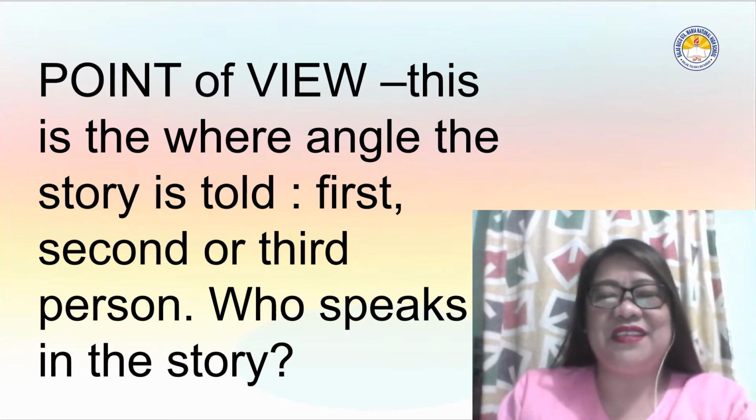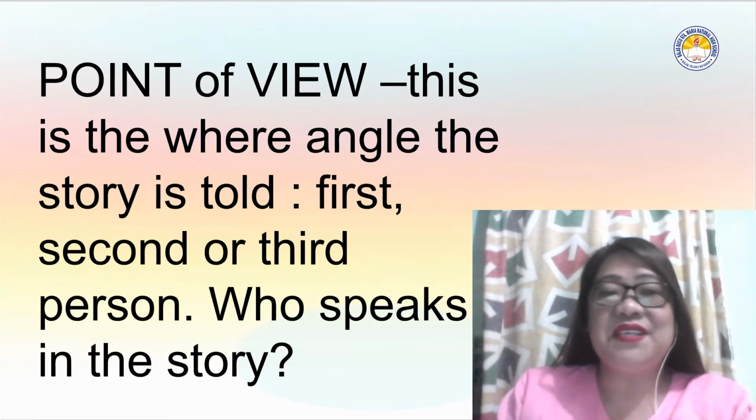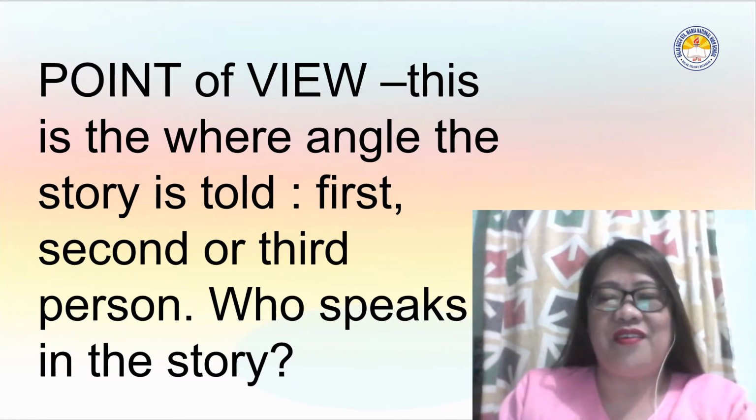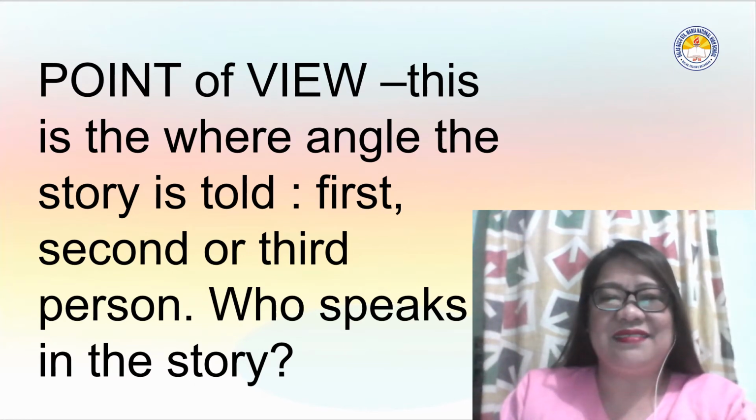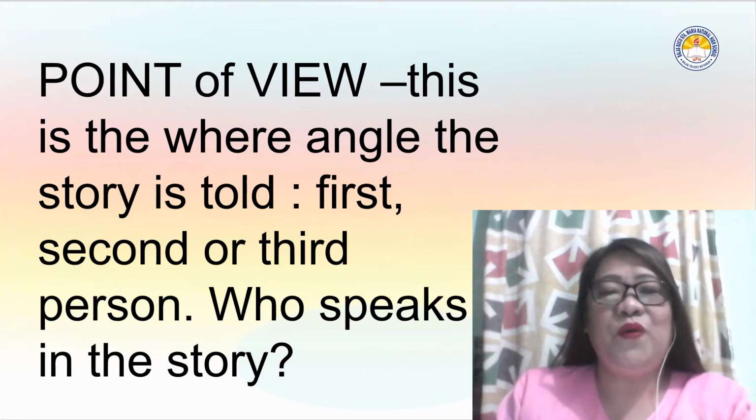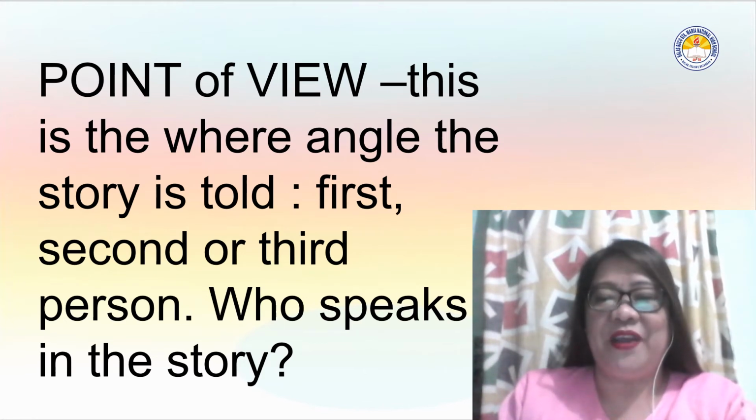Next element of the story is what we call the point of view. This is where the angle of the story is told. First, second, and third person. Who speaks in the story? Point of view is evident with the use of the pronoun.